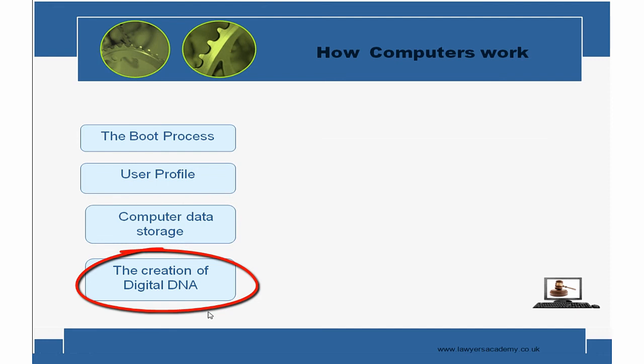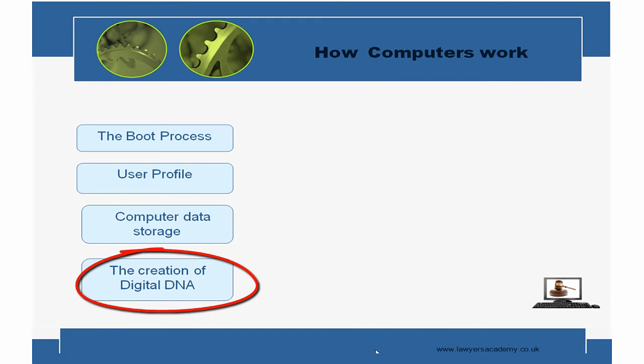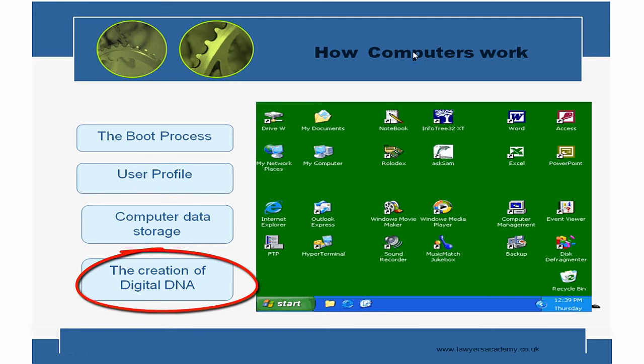Now, let's look at the subject of the creation of digital DNA. Digital DNA is like creating a fingerprint. This would occur when a user successfully logs onto a computer and deploys an application. For example, let's say this is the desktop of a user who was successfully logged on. And all of that you find these are icons, which essentially are shortcuts to these applications.